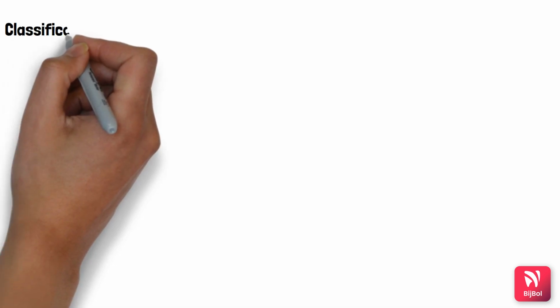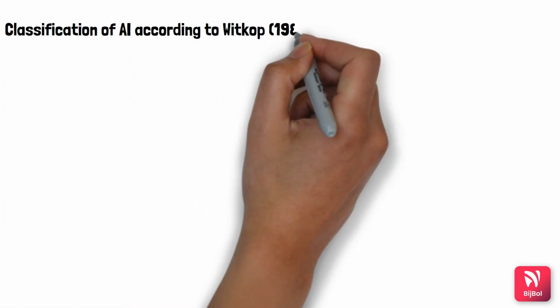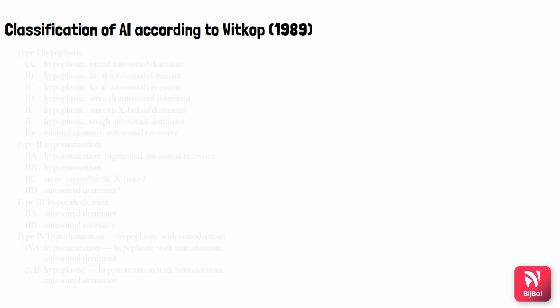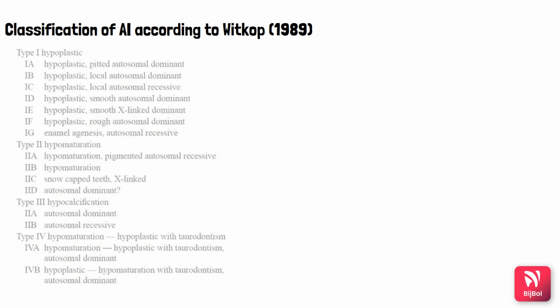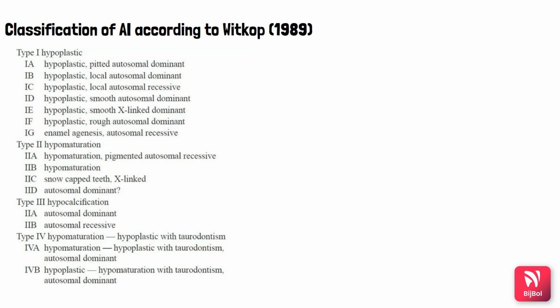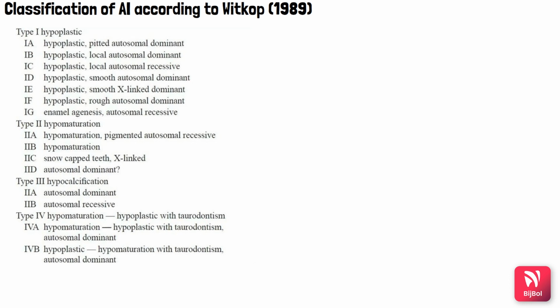The classification of amelogenesis imperfecta was given by Witkop in 1989. As we have discussed three types, there is also a fourth type, which includes hypomaturation, hypoplastic with taurodontism. You can see there are various other subtypes under each main heading. These subtypes are given based upon the inheritance pattern, that is autosomal dominant, autosomal recessive, or X-linked dominant.